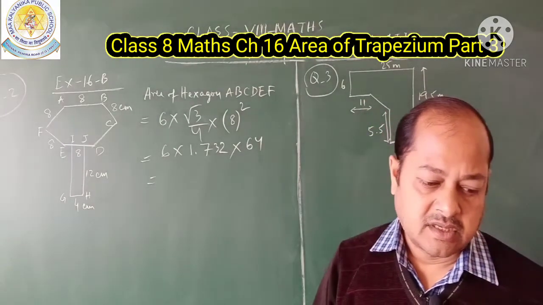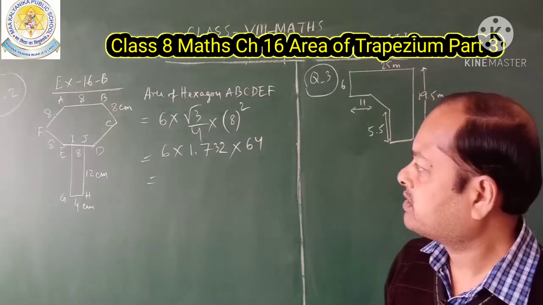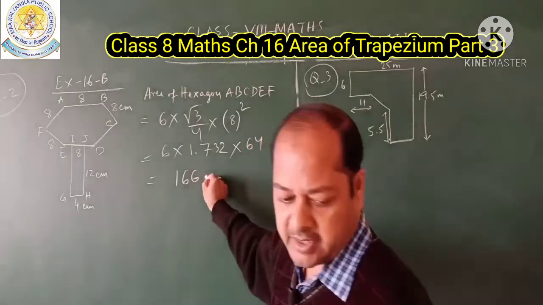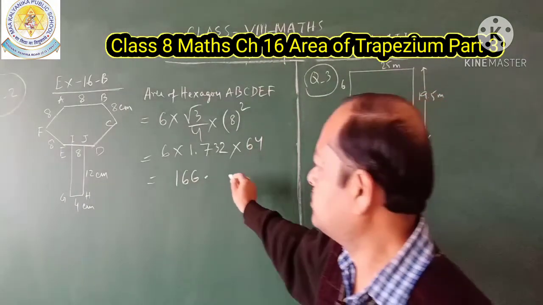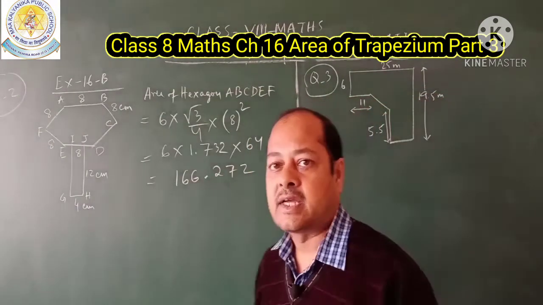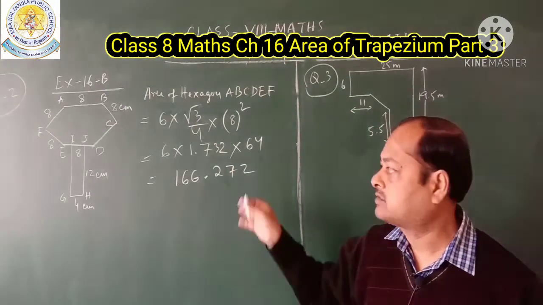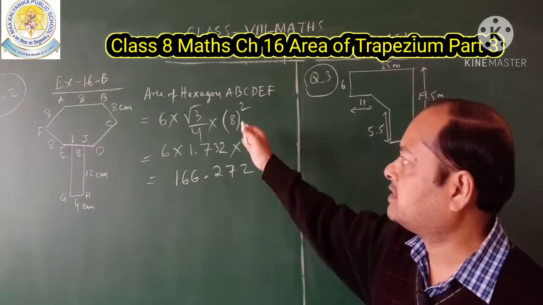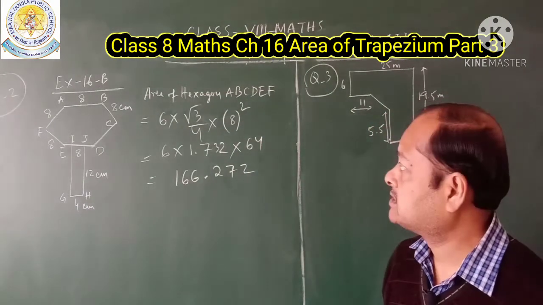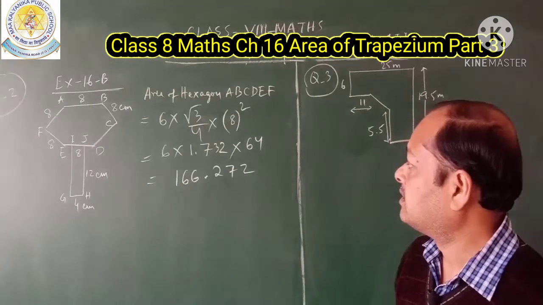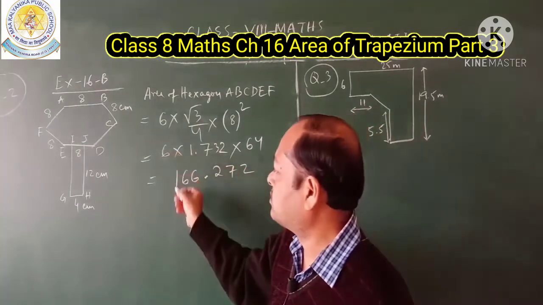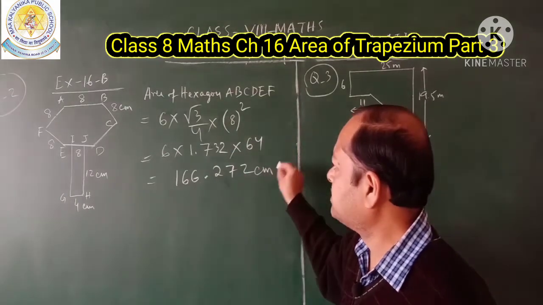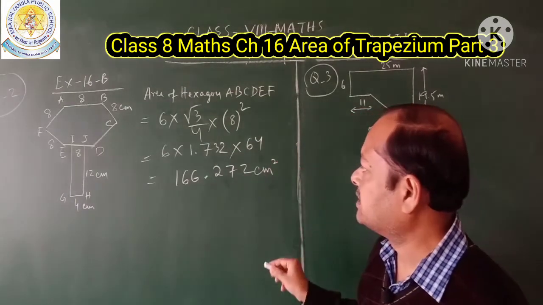What will the answer be? 166.272. I already calculated this value, so I have written it. 166.272 is the area of the hexagon A, B, C, D, E, F, in centimeter square.